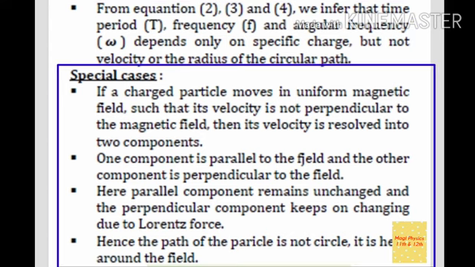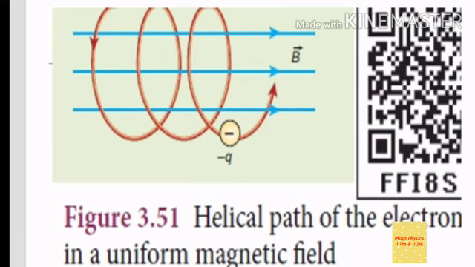Next, some special cases are given. If a charged particle moves in a uniform magnetic field such that its velocity is not perpendicular to the magnetic field, then its velocity is resolved into two components. One component is said to be parallel to the field and the other component is said to be perpendicular to the field. Here, the parallel component remains unchanged and the perpendicular component keeps on changing due to the Lorentz magnetic force. Hence, the path of the particle is not a circle, but it is a helical path around the field, which is shown in figure.